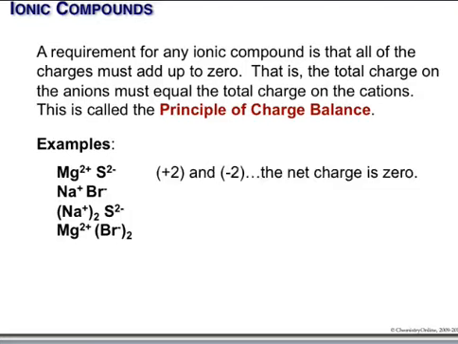Same thing with something simple like sodium bromide. Sodium is group 1. It will lose 1 electron to give the sodium cation. Bromine is group 7. It will pick up 1 electron to give the bromide anion. And we need 1 sodium for every bromine. Again, our net charge is 0.